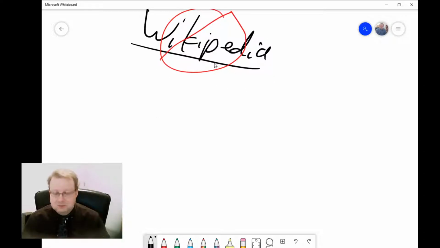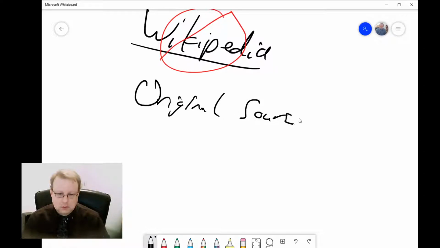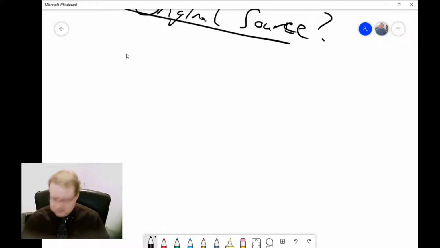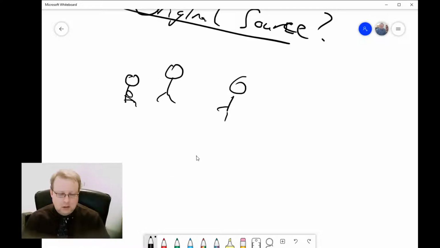But the main reason we don't want to use Wikipedia is because you want to go back to the original source. So why is that important? Well, you might remember in elementary school, there'd be a game called Telephone. So they'd have a bunch of kids usually sit in a circle, and someone would come up with a message and they'd whisper it in their neighbor's ear.